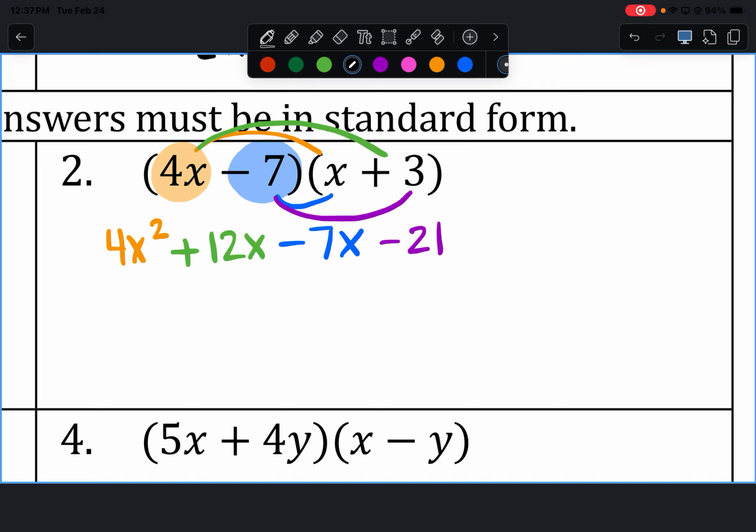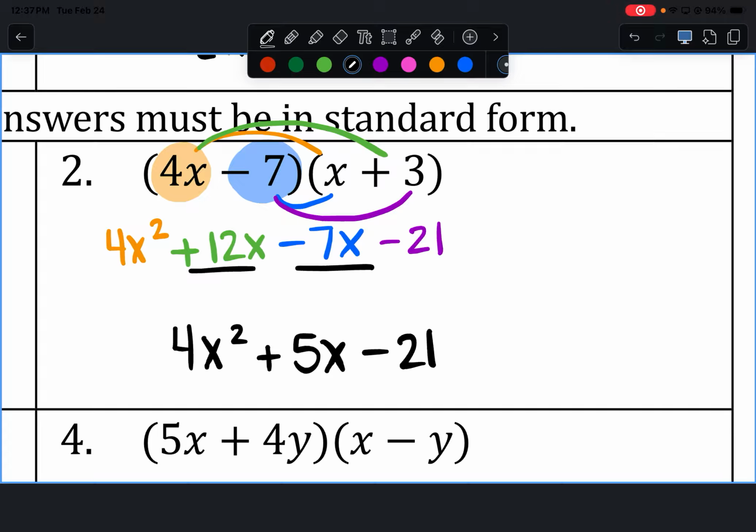Is that in standard form? No, because it's not simplified. So what do I need to do? Okay, so what will my answer be? 4x squared plus 5x minus 21. All right. Let's look at number 4.